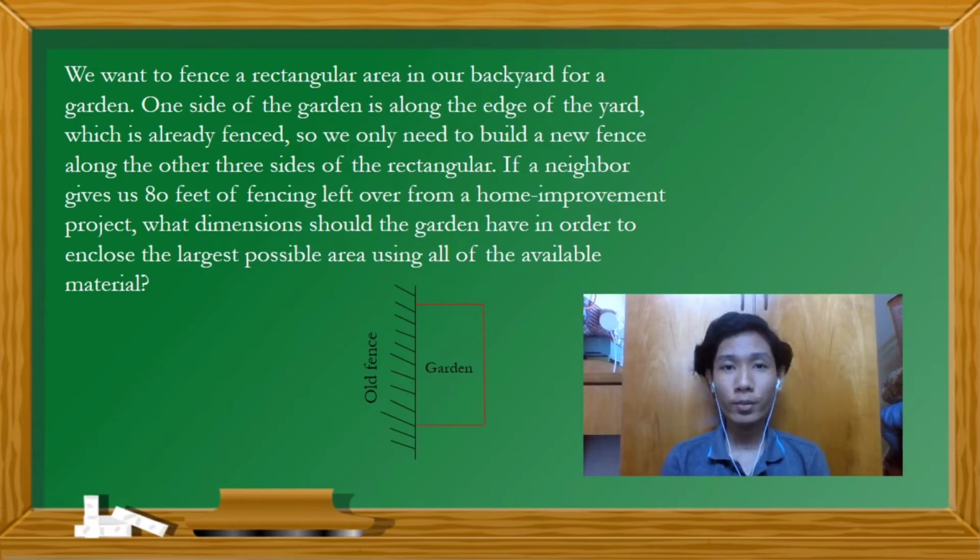We move on to the problem statement. So here is the question. We want to fence a rectangular area in our backyard for a garden. One side of the garden is along the edge of the yard, which is already fenced. So we only need to build a new fence along the other three sides of the rectangle. If a neighbor gives us 80 feet of fencing left over from a home improvement project, what dimensions should the garden have in order to enclose the largest possible area using all of the available material? So based on the question, we must find the maximum area of the garden that can be fenced.